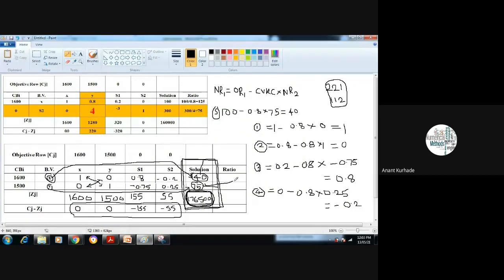Correct? Correct, sir. Correct, and the value of x is 40. So at last we have to just cross check. So this answer is very, very correct. Have you understood this? So remember this 221 and 221 and 112 and this formula.